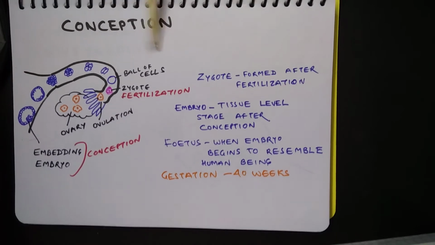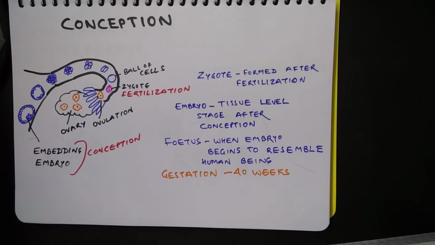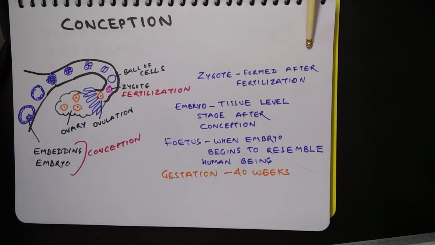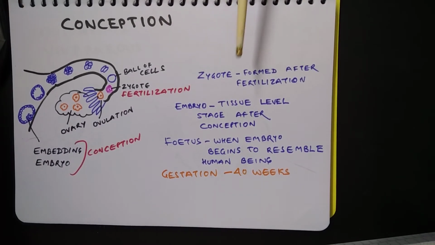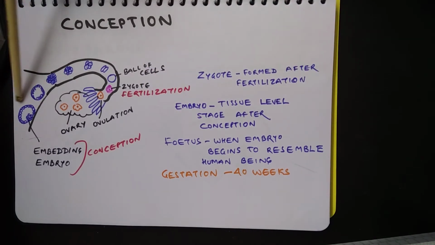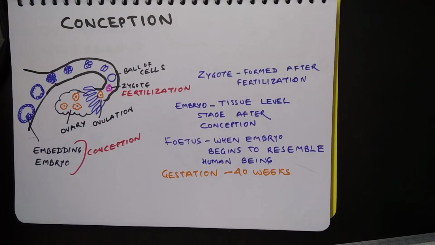So instead of just cells, now tissues are also present in this structure. At this stage, this structure gets embedded to the internal wall of the uterus, and once it gets embedded, this is called conception. So zygote is a single cell structure. Embryo is the tissue level stage after conception. So once the implantation is done, that is, it sticks to the uterine wall, conception starts and embryo stage starts.